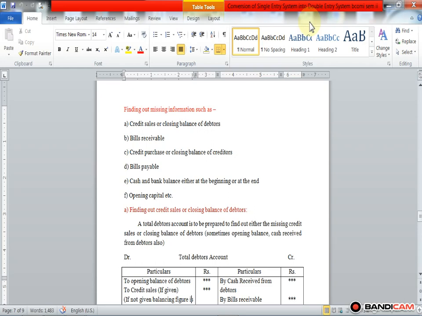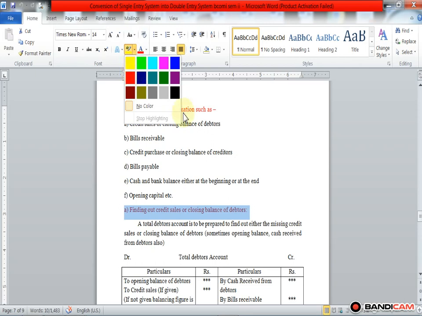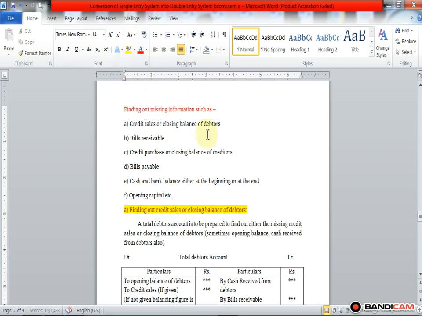So here, how to prepare working notes and how to find out balances or missing figures is given. So first we start finding out credit sales or closing balance of debtors.